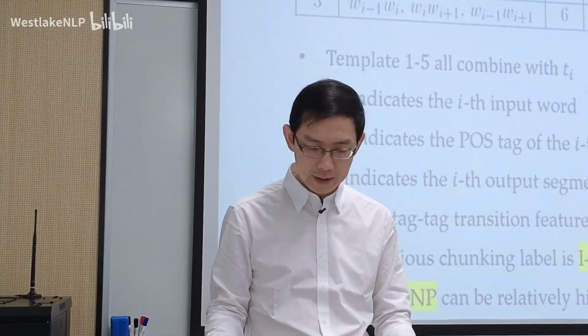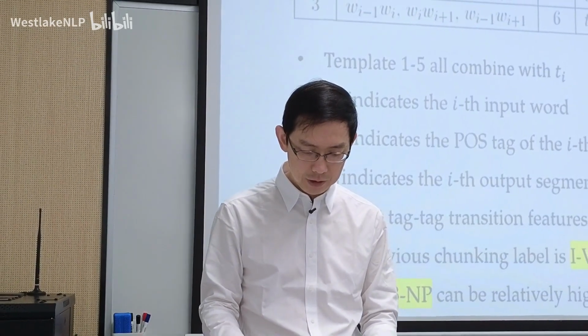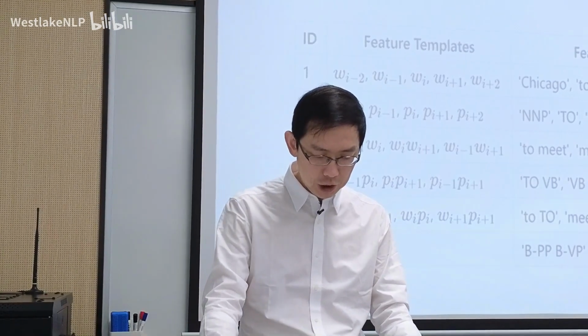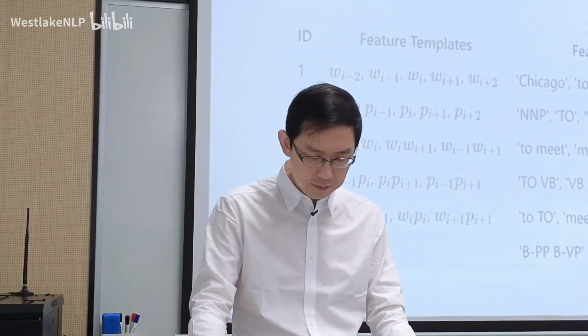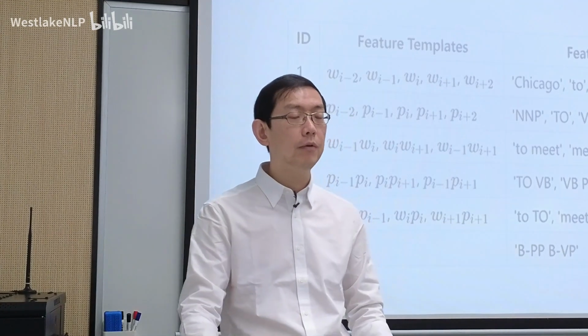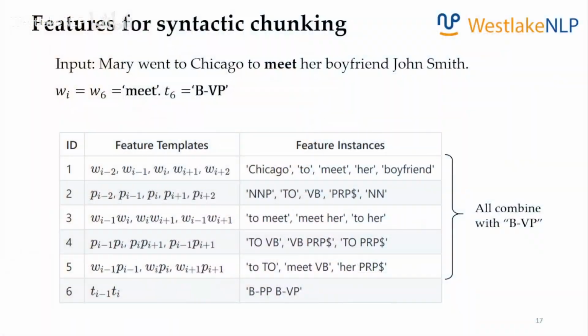The next slide shows you some feature templates and feature instances. Given the sentence, Mary went to Chicago to meet her boyfriend, John Smith, if we're trying to label meet as the beginning of a verb phrase, according to the feature templates in the last slide, we have the feature instances on the right. I leave this for you to read.